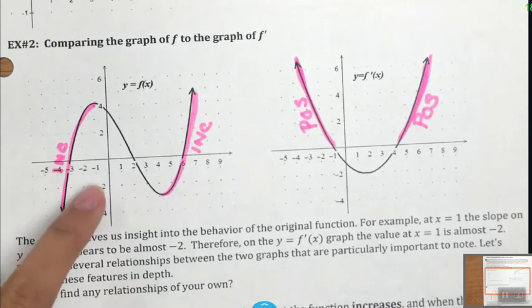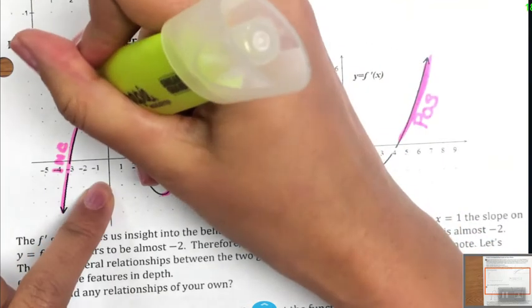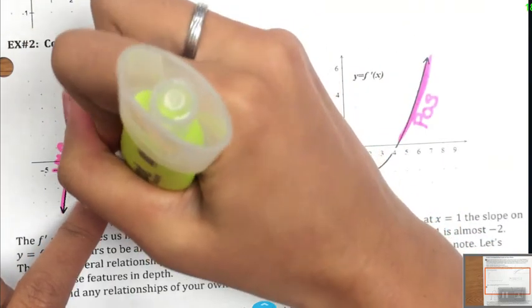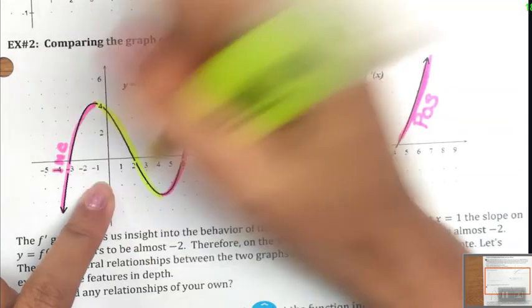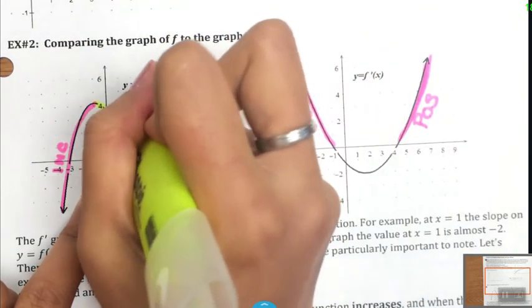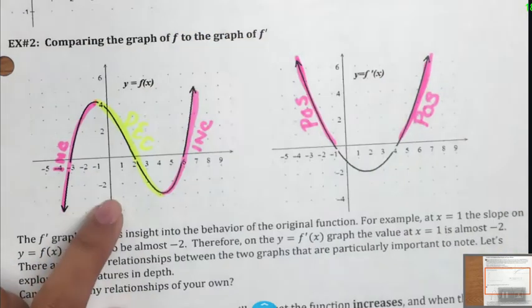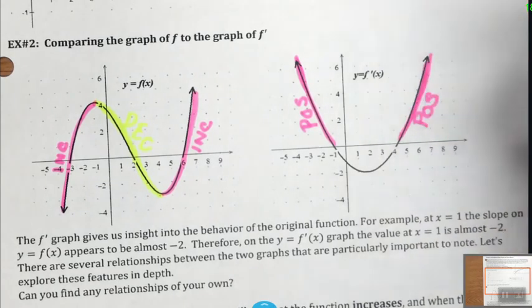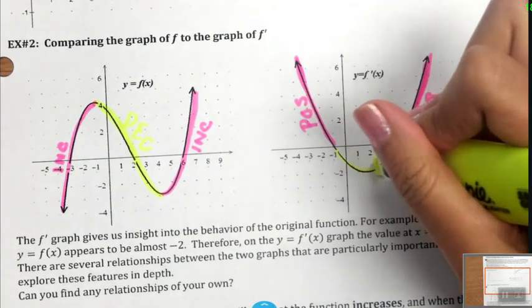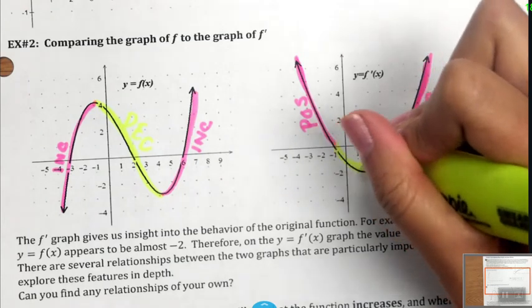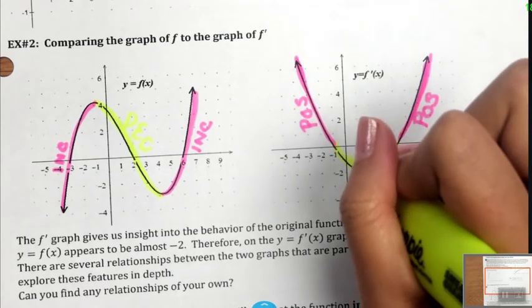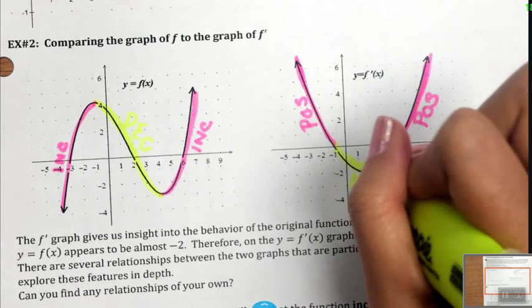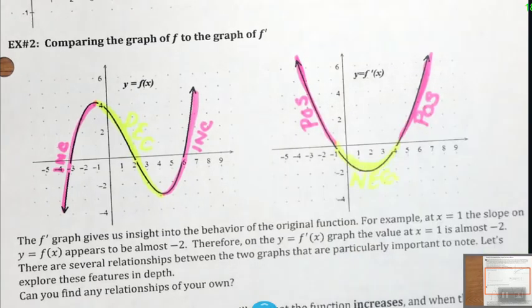Okay, from negative 1 to 4, your graph is decreasing. So your slope is negative, which means your first derivative should be negative, or below the x-axis, right? So negative. Okay.